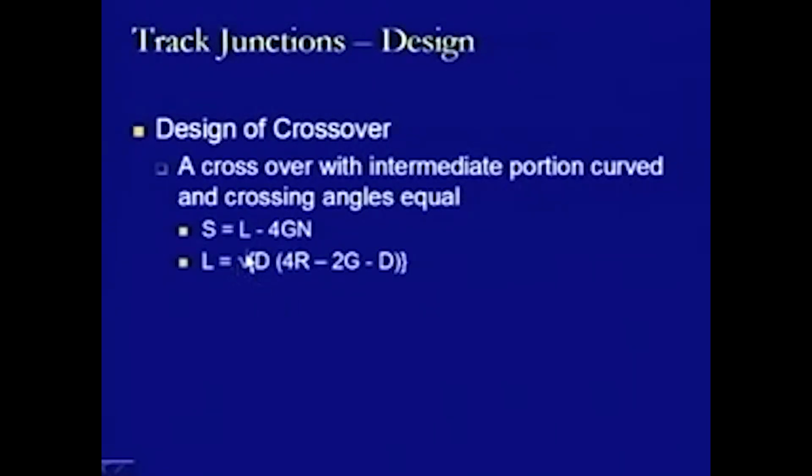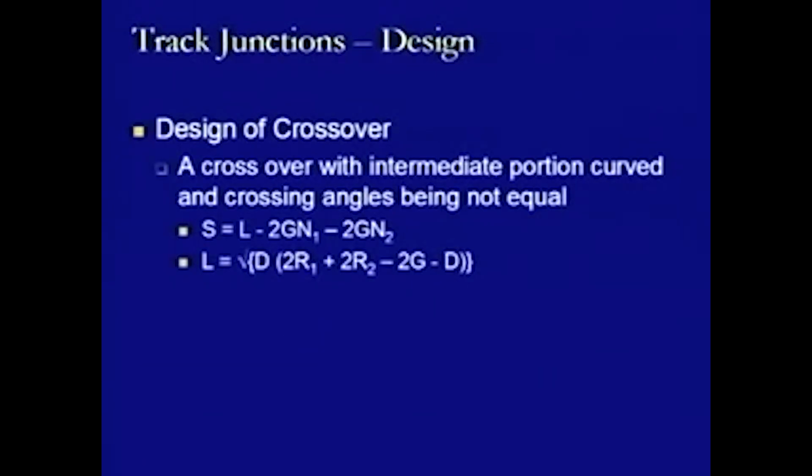S is equal to L minus 4 times gn, where the crossing angle is still equal, but the intermediate portion is curved, and L will be defined, that is the total length of the crossover, as under root of d multiplied with (4r minus 2g minus d).